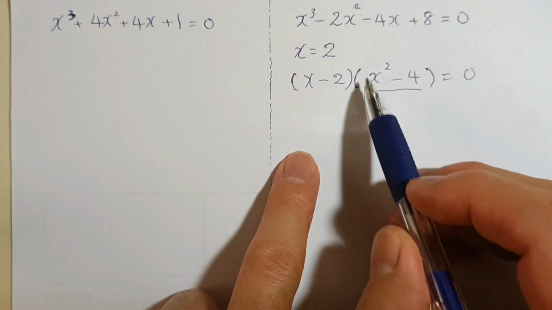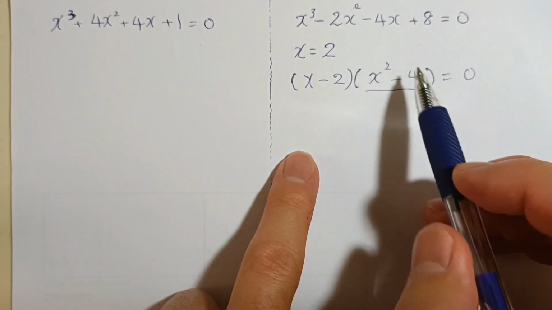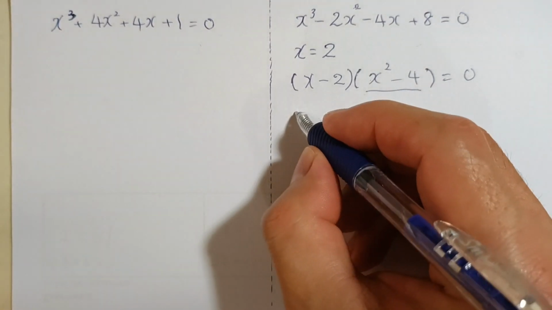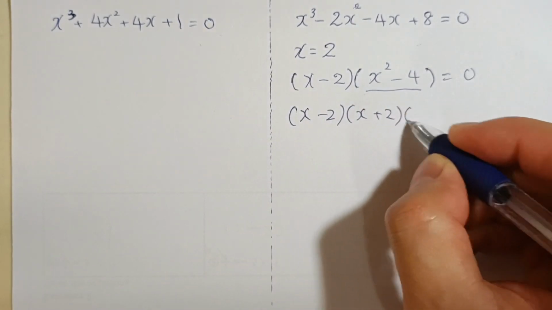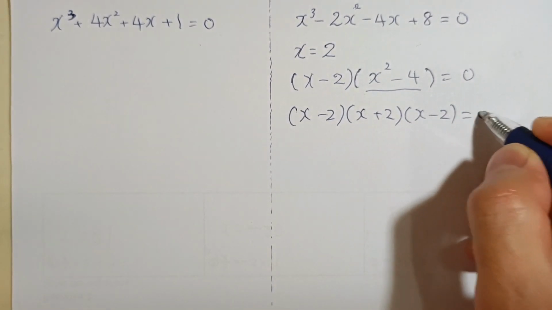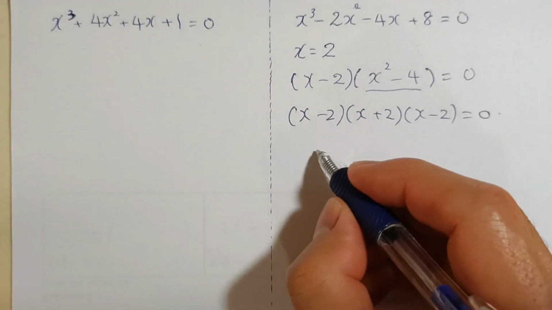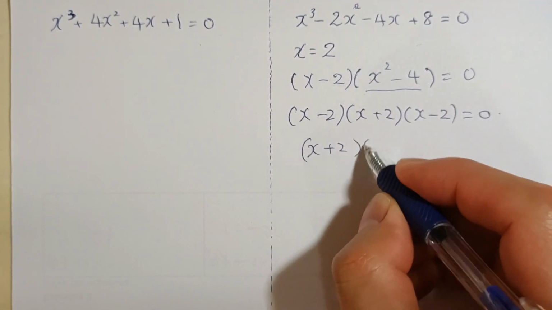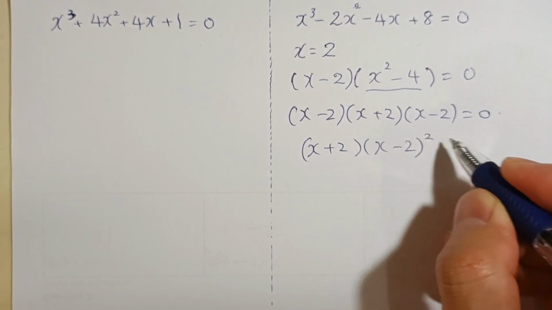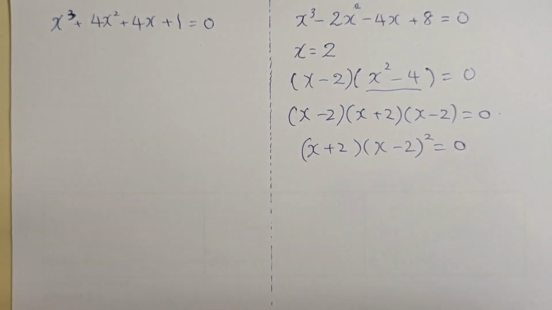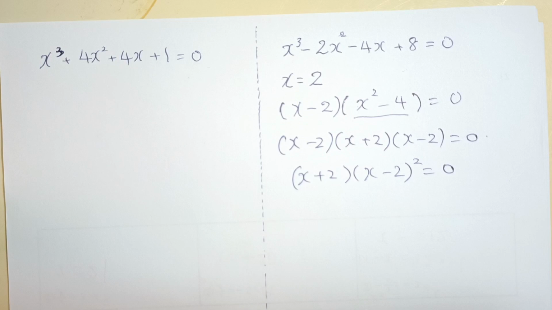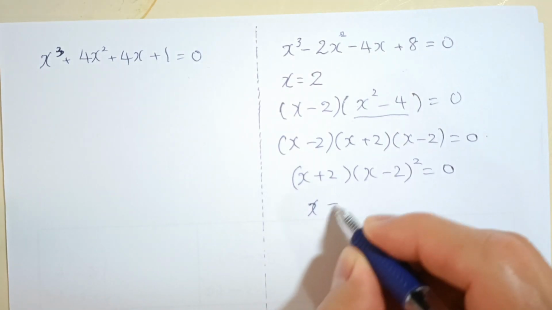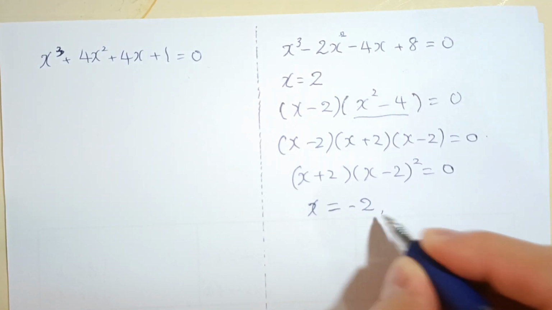We still can factorize here, isn't it? So I will factorize this one. x plus 2, x minus 2 equals 0, which means (x plus 2)(x minus 2) to the power of 2 equals 0. So the answer is going to be x equals negative 2 and 2.